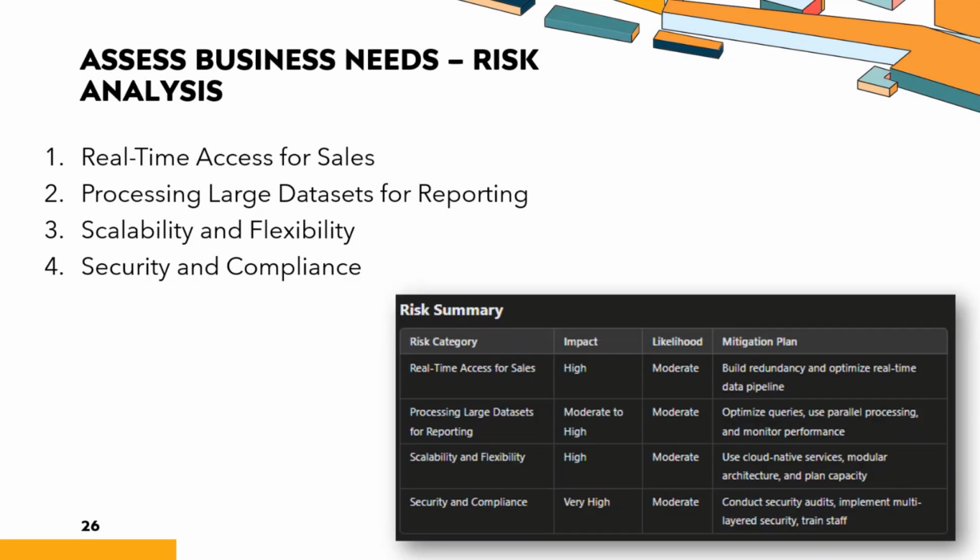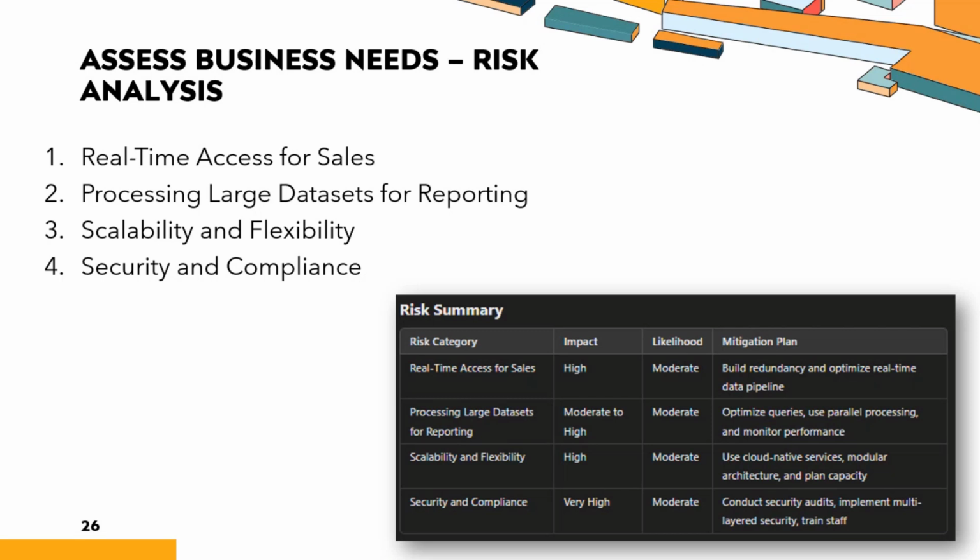So we took all this idea and we put it into a nice little chart here. Always do something like this where you can look at the impact, look at the likelihood, and have an idea of a mitigation plan, so we need to make sure we do different things. For the real-time access, it's fairly high because the business really, really needs it. We want to build redundancy and optimize all of our data pipelines so that this access can happen.